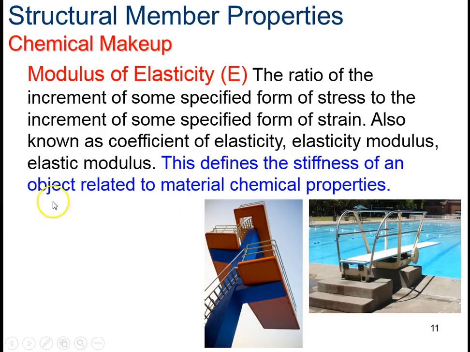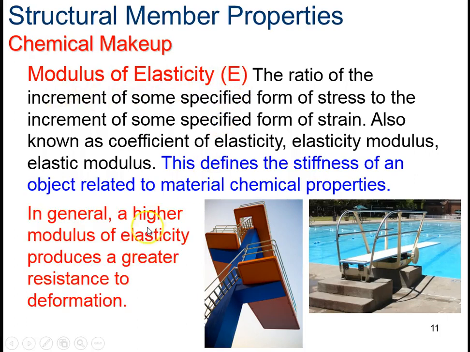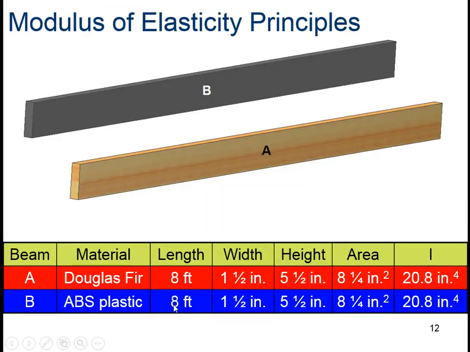Modulus of elasticity is the ratio of stress to strain. We're going to talk about more of how to find this when we do stress and strain in a few days. But for now, this is usually an item that we're given for a certain material, like we know the properties of, say, steel. Or if we were coming up with a new material, we would have to calculate this, and I'll show you how we calculate it in a few days when we do stress and strain. In general, a higher modulus of elasticity produces a greater resistance to deformation.